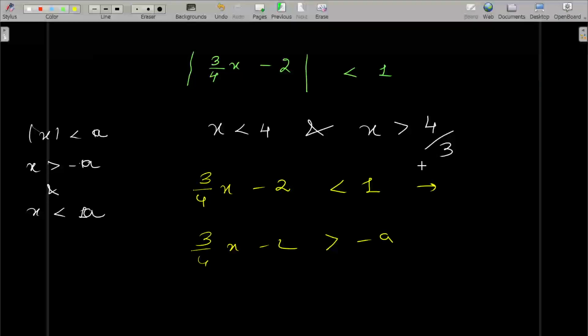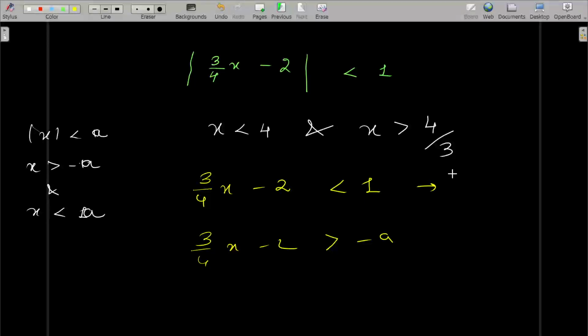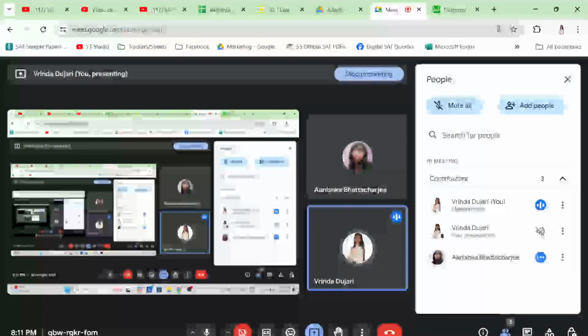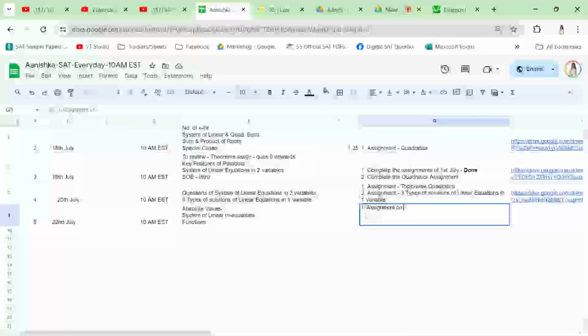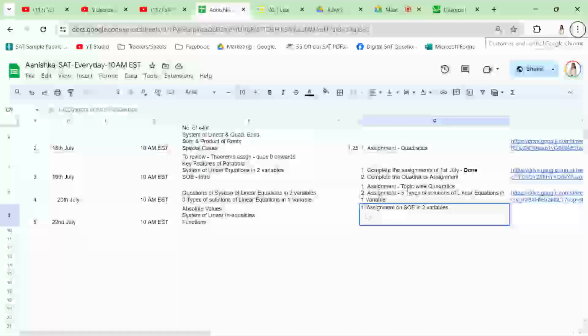Now let's go to the assignments. Today, Anishka, I will be giving you the first assignment on system of equations in two variables, SOE, and the second assignment on absolute values.